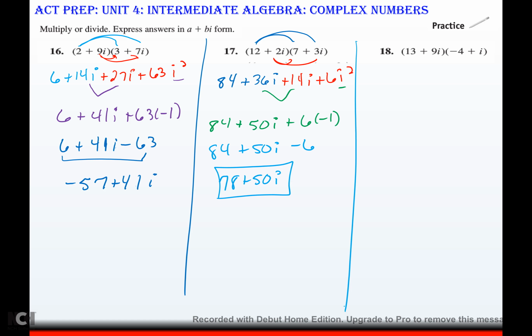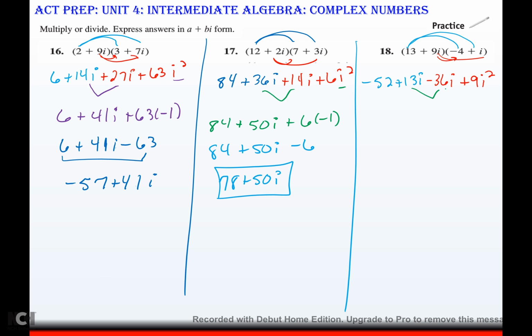Alright, and 18. 13 times negative 4 is negative 52. 13 times i is positive 13i. Positive 9i times negative 4 is negative 36i. And positive 9i times i is positive 9i squared.